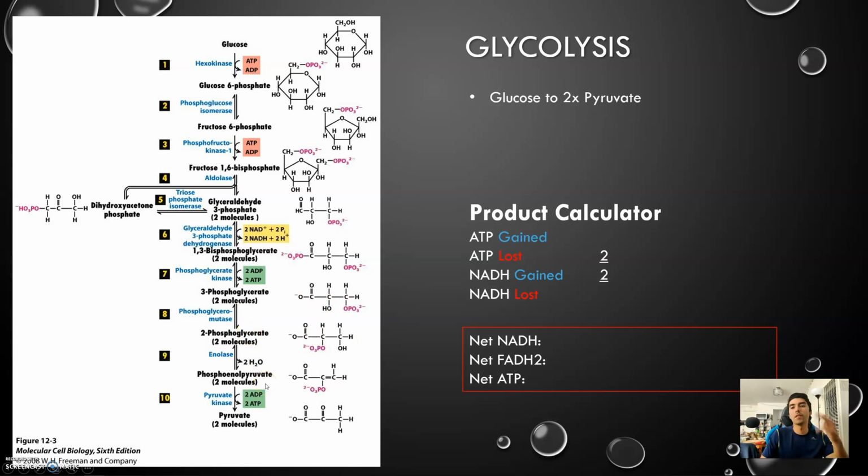And then as we go a little further down, with the conversion of phosphoenolpyruvate into pyruvate, and the help of pyruvate kinase, we make another ATP for each molecule as we remove that phosphate group. So as a result, we've gained 4 ATP molecules that we've made. We haven't lost any NADHs. However, in sum, we've made 2 NADH molecules, and we've made 2 net ATP molecules because of that loss that we had at the beginning of this pathway.